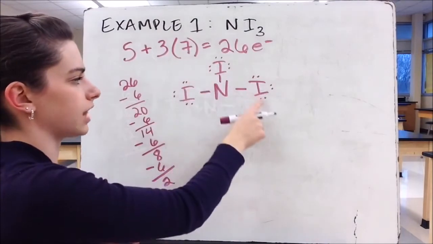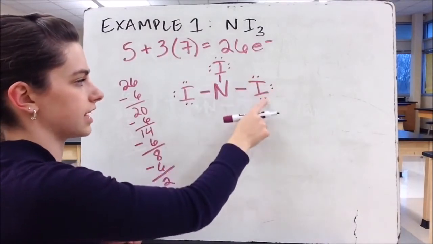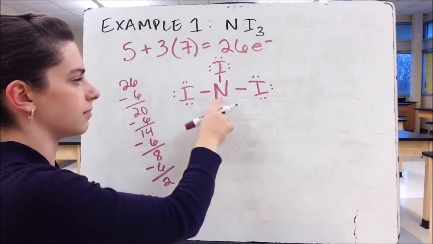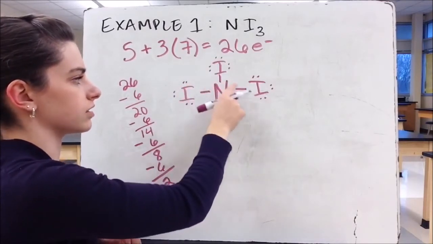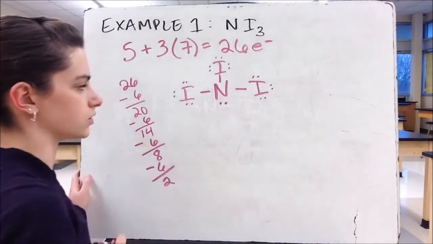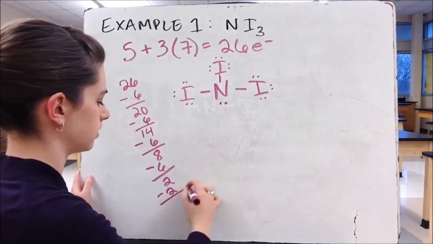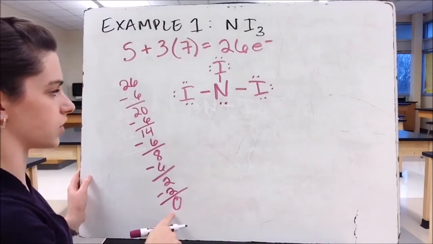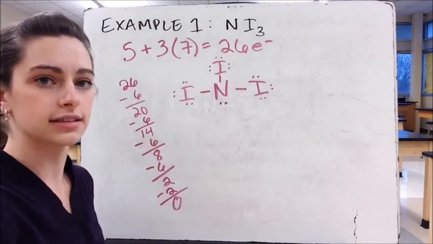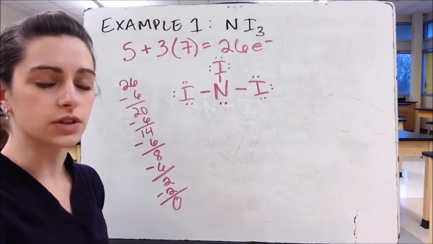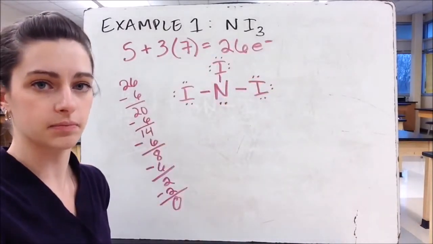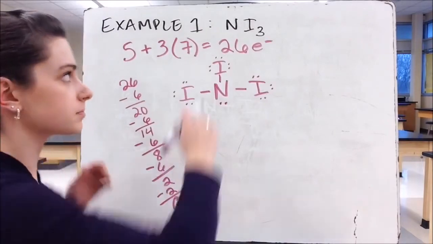Now, each of my terminal atoms has 8. 2, 4, 6, 8. 2, 4, 6, 8. 2, 4, 6, 8. My nitrogen, though, just has 2, 4, 6. So it needs 2 more electrons. So I draw a pair there, and those are my last 2 electrons. Now I've used all my electrons, and each atom has 8 electrons. So that's how we would draw the Lewis structure for NI3. Let's look at our second example.